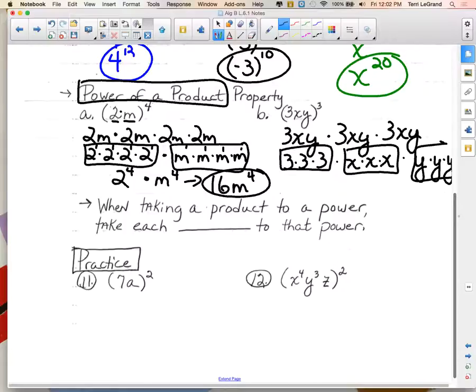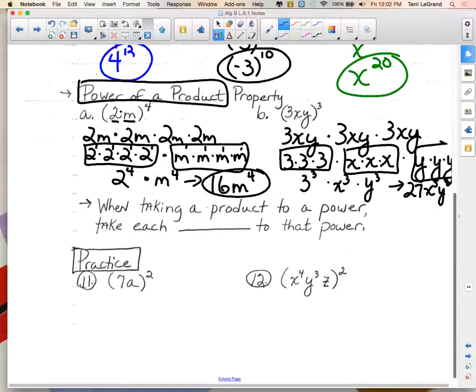So 3 times 3 times 3 is really 3 to the what power? Third power. x times x times x is x to the third power. And y times y times y is y to the third power. And then now let's just clean this up a little bit more. 3 times 3 is 9, and then times 3 again is 27. 3 to the third power is 27. So we'll have 27x to the third power, y to the third power.